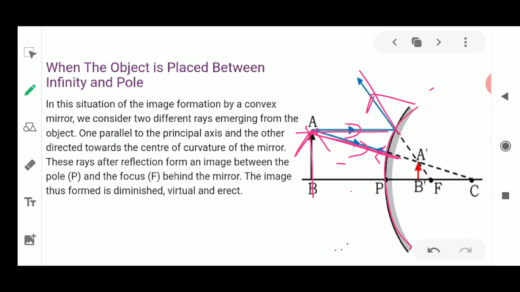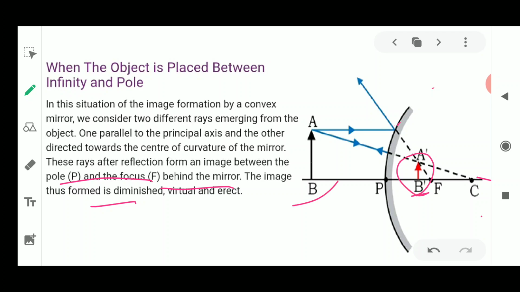Now what happens when we extend these backwards? As you could see the dotted line, once we extend these lines backwards, we will see that the image is formed between pole and focus. So the image will be formed behind the mirror and it will be between pole and focus. So this is the position of the image. Then what is the size of the image? The size is highly diminished. As you could see, the object is such a big one and the image is always a smaller one. So it is diminished. And what kind of image is it? It is virtual and erect.